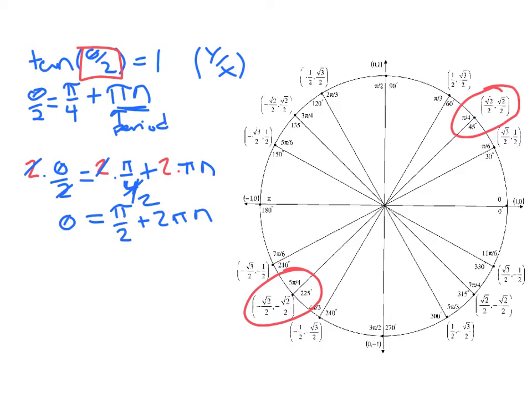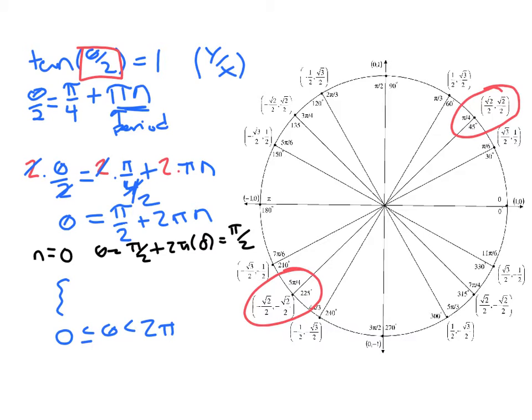Now the problem asked us to find the solutions between 0 and 2 pi radians. So we want to list just the solutions that fit in that interval. If n equals 0, if you don't add anything, I guess I'll write this down. If n equals 0, then theta equals pi over 2 plus 2 pi times 0, which is just pi over 2. And that's certainly in the interval between 0 and 2 pi, so we'll list that as a solution.